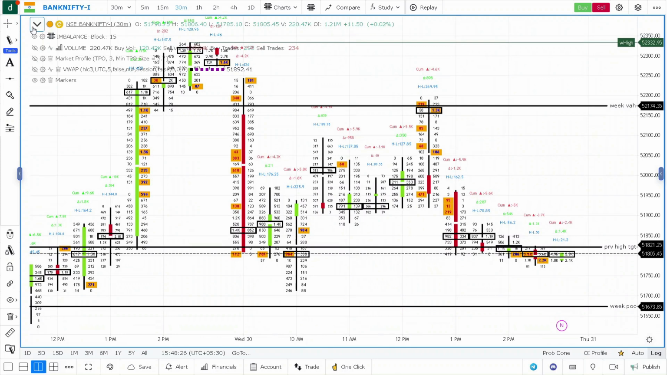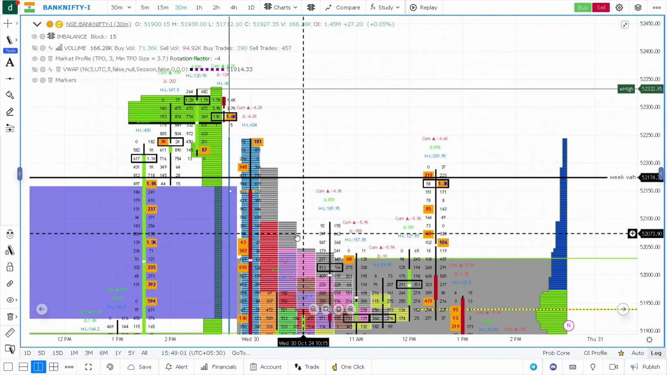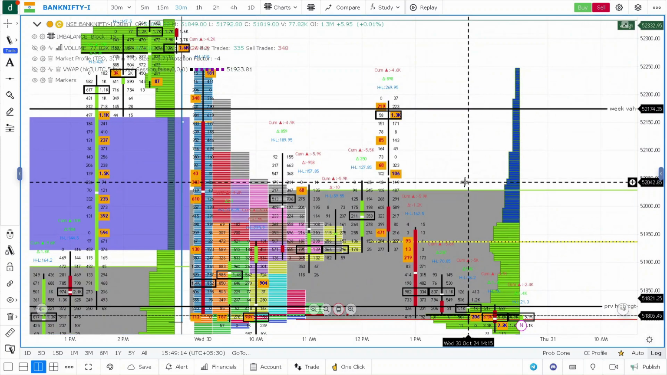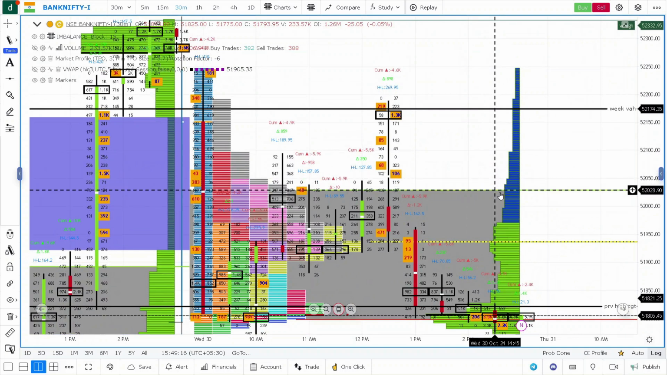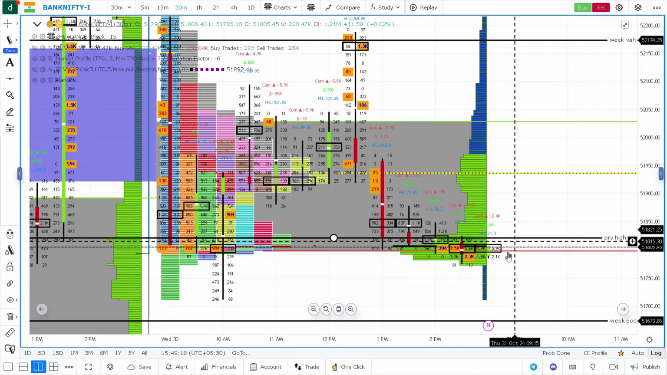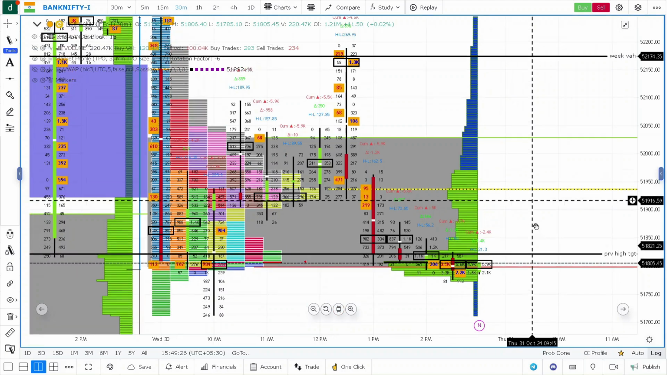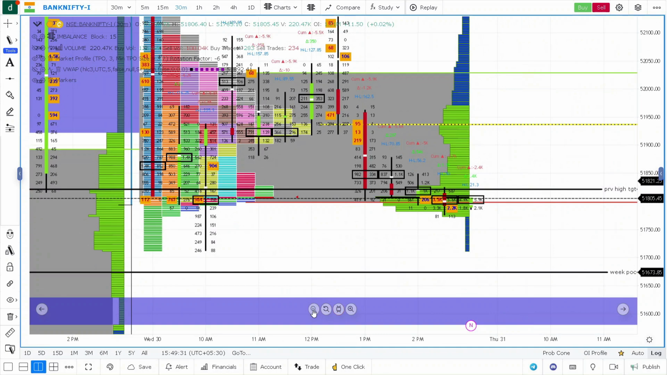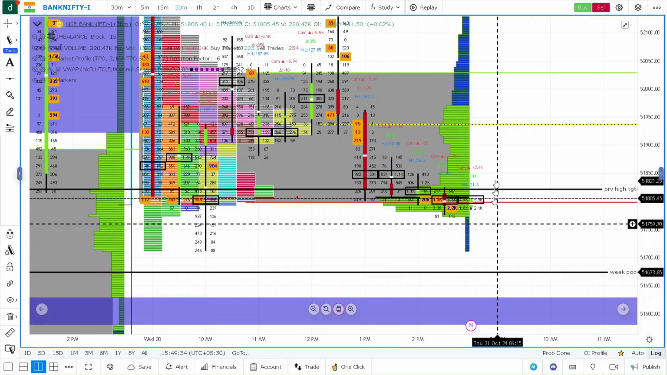So for tomorrow, what you should be looking at: we'll be going into the next month series, which is November. If November futures open somewhere around 52,000 levels, then there is a good possibility it will all the way come down to this close, because this unfinished business is very strong. If tomorrow there is a gap down above this single print at 51,630 levels, then there could be an up move.